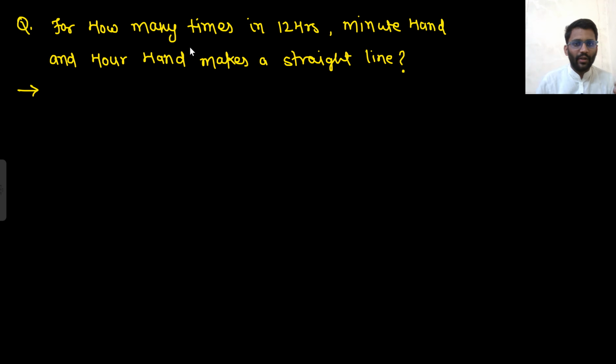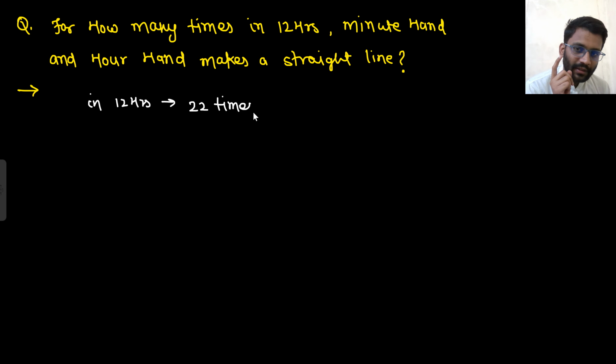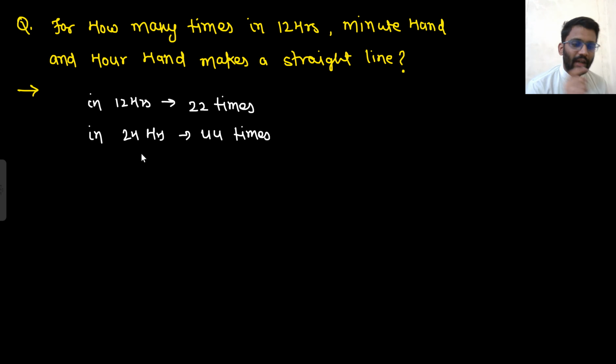Okay, so I hope you have written the answer. The answer is how many times they make a straight line in 12 hours. In 12 hours, they would make it 22 times, and in 24 hours, they would make it 44 times. How is it so? Why is it so?